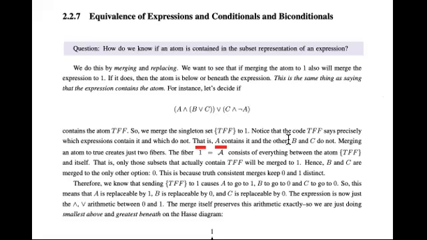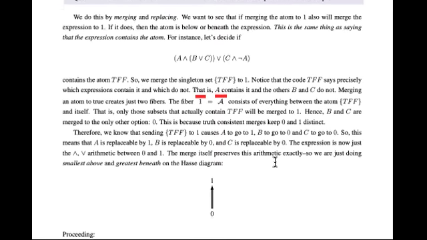Okay, so here's a question. How do we just know if an atom is contained in a subset of an expression? Like, how do we know which atoms are in an expression? If I just give you one, how do you know if it's in there? Well, if that atom merges to true, if that forces this expression to be true, then it must be contained in the subset that this expression represents.